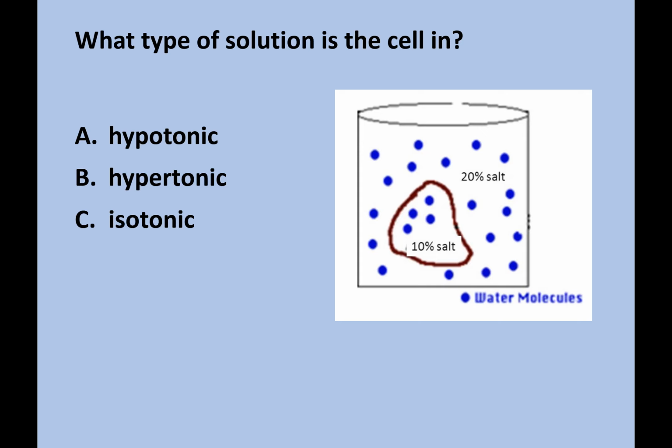So what we're doing is the cell, this is my cell, this little squiggly thing, and it says there's 20% of salt outside in the solution, and that is greater than the 10% salt in the cell. So this is a hypertonic solution. There is more here than inside the cell.